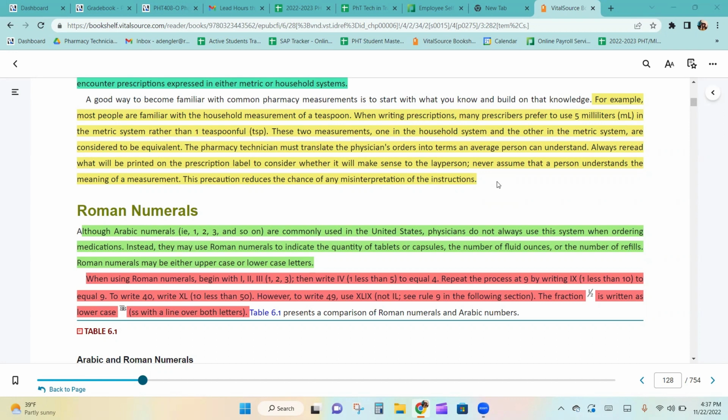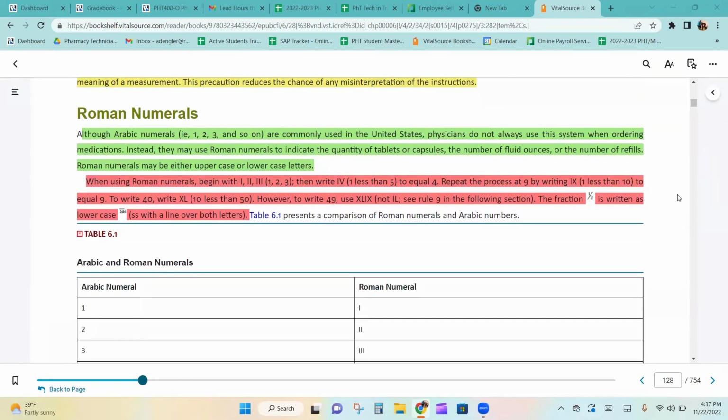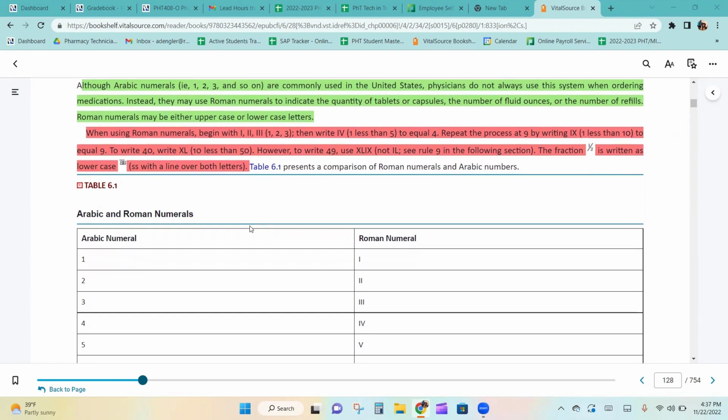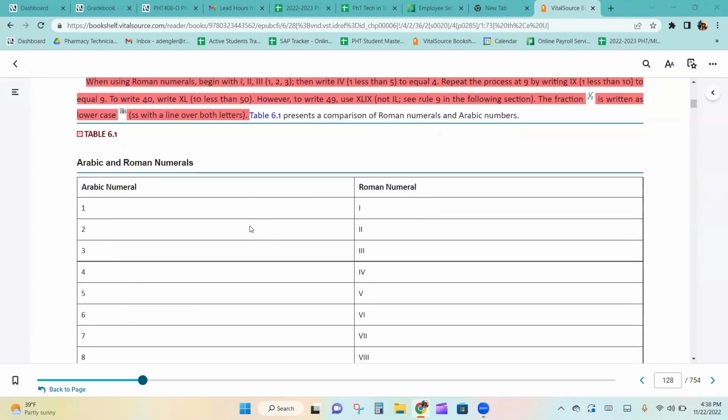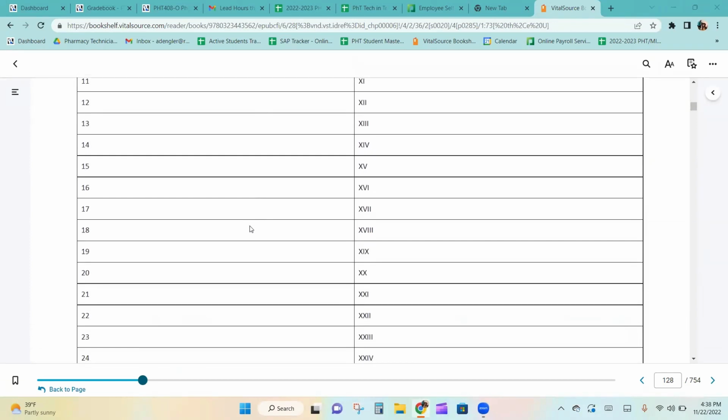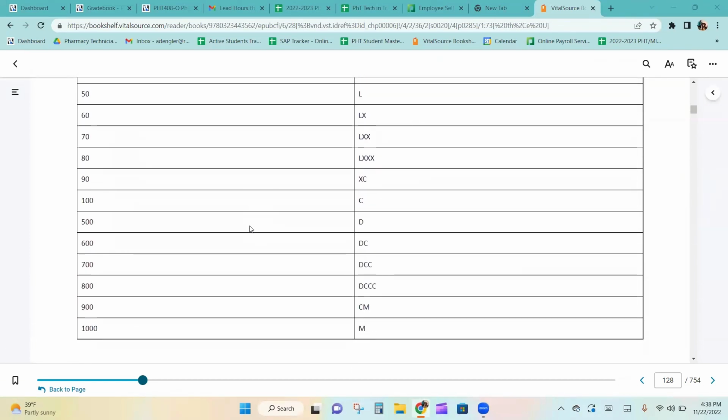When using Roman numerals, begin with 1, 2, and 3, then write IV, 1 less than 5 to equal 4. Repeat the process at 9 by writing IX to equal 9. To write 40, write XL. However, to write 49, use XLIX. An important one is the fraction 1/2, which is written as lowercase ss with a line over both letters. Table 6.1 gives you a nice little chart for Roman numerals. It's good for studying.